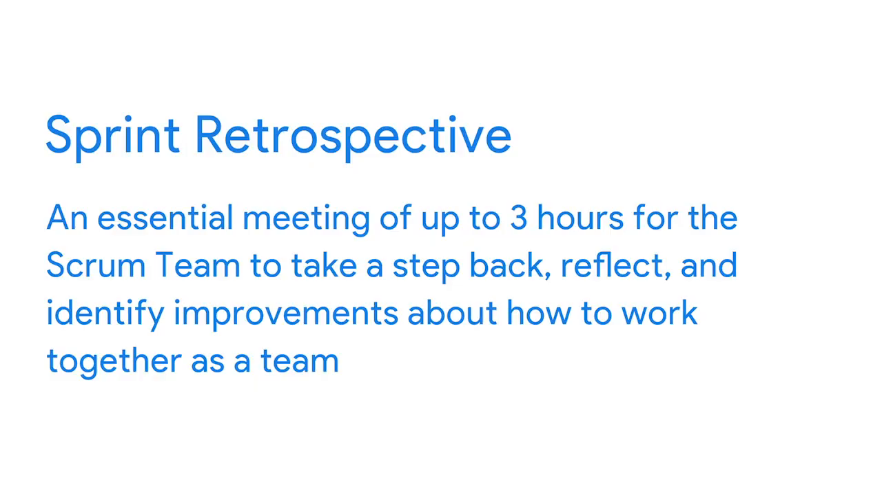If you've been following this program, you've learned a lot about retrospectives, an important part of project management regardless of the approach you're taking. In this video, we'll cover the last of the 5 events of Scrum, the Sprint Retrospective. The Sprint Retrospective is an essential meeting of up to 3 hours for the Scrum team to take a step back, reflect, and identify improvements about how to work together as a team.